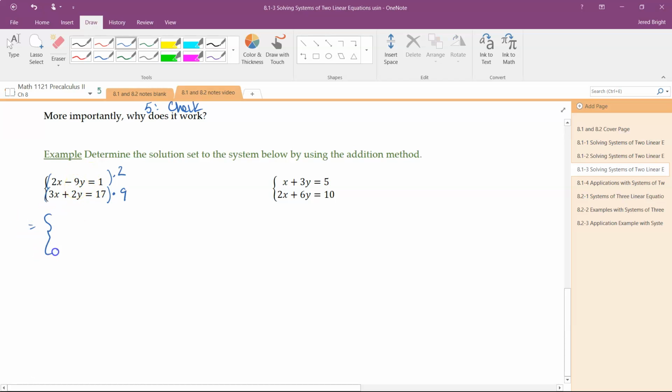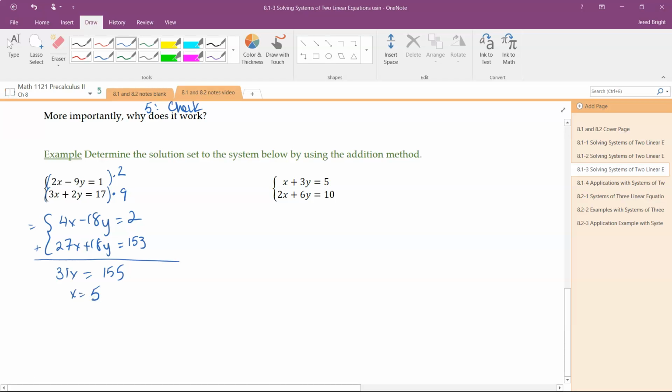So if I do that, I'm going to get the system that is 4x minus 18y is equal to 2, and then 27x plus 18y is equal to 153. Okay, and then if I add those, I'm going to get 31x, and the 18s are going to cancel, is 155 here. And if I solve for x, I just get 5. Huh, what luck. That was nice.